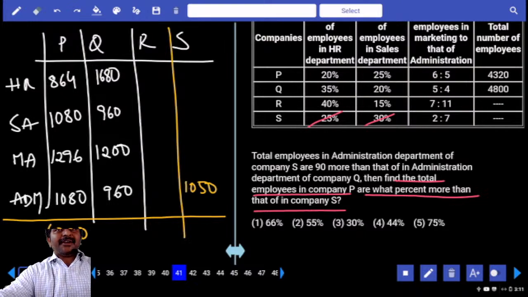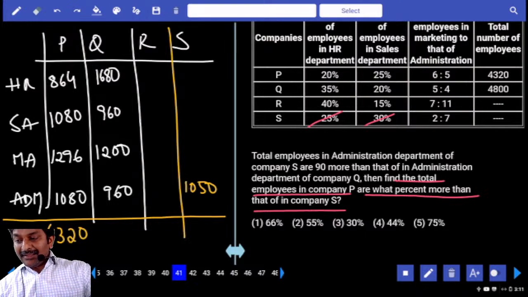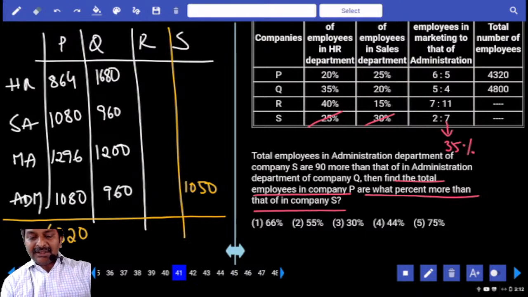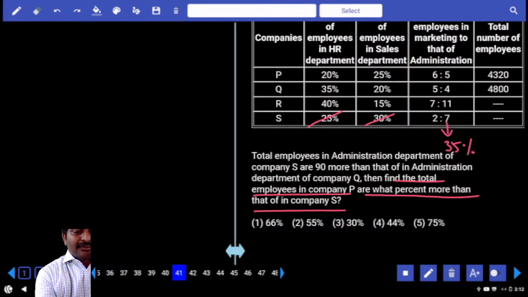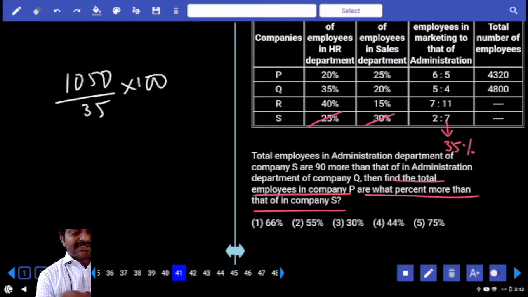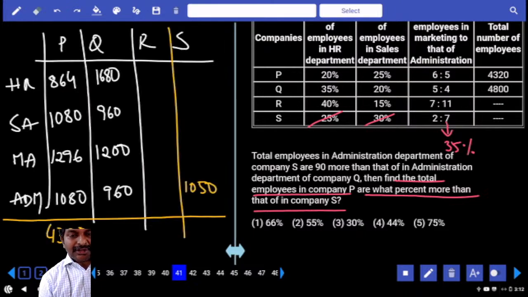9 parts is 45%, so 1 part is 5. Administration department 7 parts, which is 35%. 35% is equal to 1050. 1% value is 1050 divided by 35. 100% in the sense into 100. 35 3 times and then 0. So total is 3000.